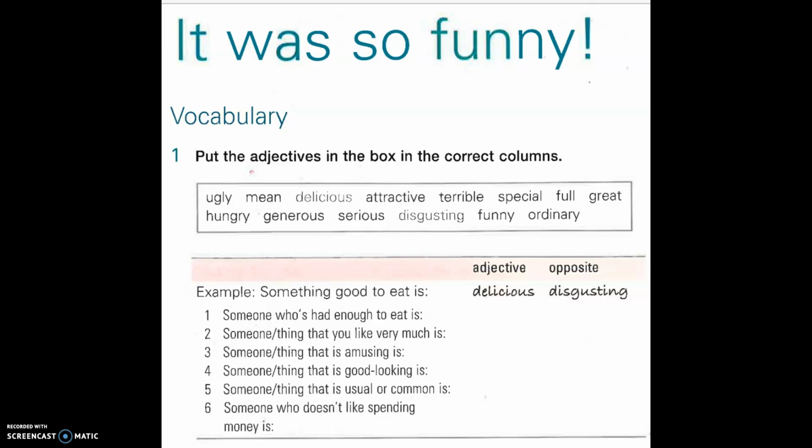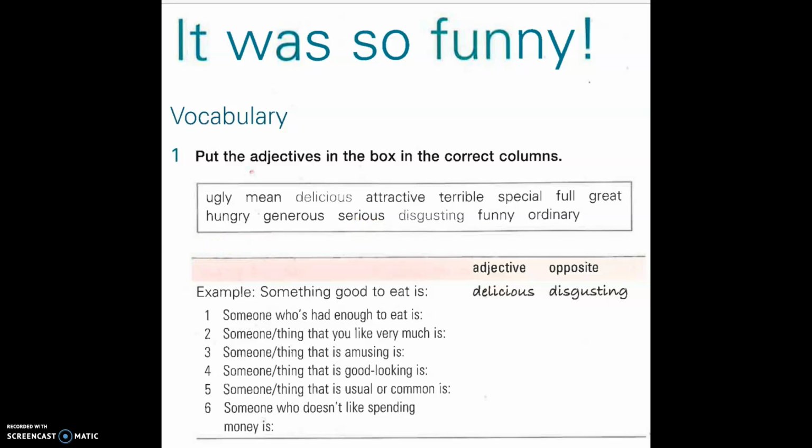This initial activity is to test people's understanding of these adjectives, or to diagnose how much they know about them. So I would show them the adjectives in the box and then show them the example. Something good to eat can be delicious or disgusting. All right, let's look at the next one. Someone who's had enough to eat is, what shall we choose? Yeah, hopefully you'll get full.